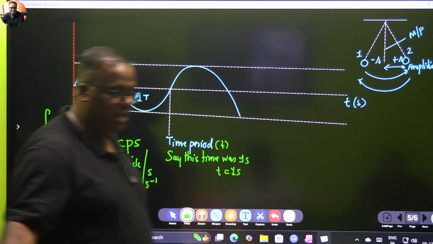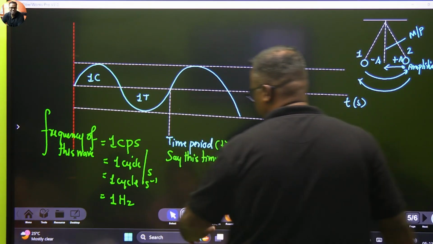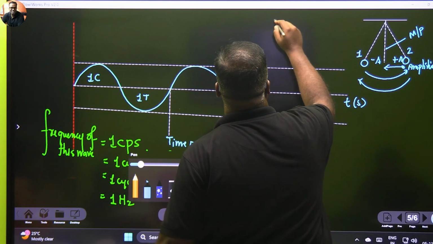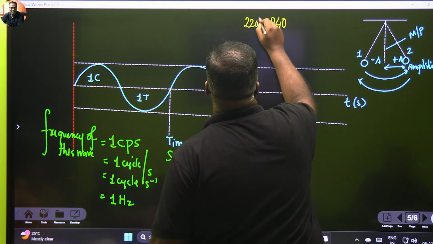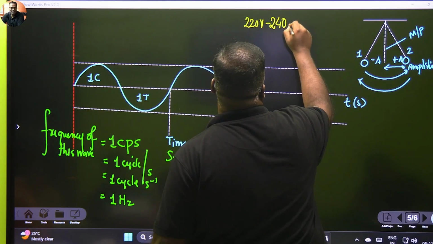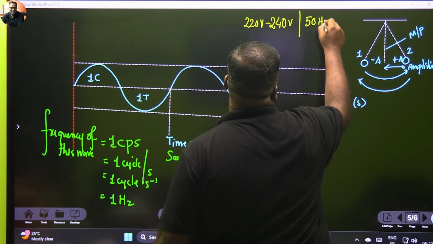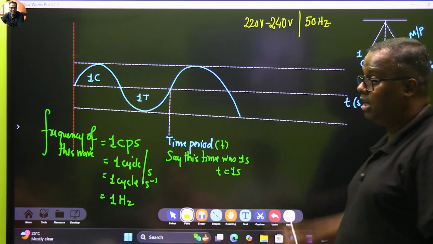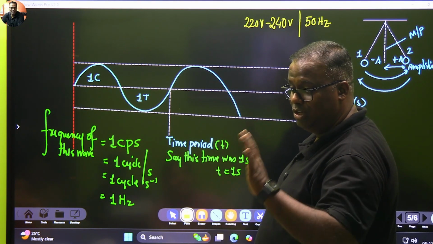मतलब एक सेकंड में कितना साइकिल मारता है बेटा? एक साइकिल मारता है. अब जरा रियलिटी को समझते हैं। इंडिया में इलेक्ट्रिसिटी आपको 220 वोल्ट से 240 की रेंज में आती है, और फ्रीक्वेंसी है 50 हर्ट्ज, which means the current that is coming in those plugs एक सेकंड में कितना साइकिल मार रहा है? 50 cycles.